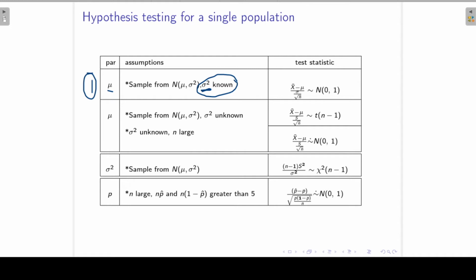So now we are going to move on to the next scenario, where we are again working with the population mean mu, but we are going to work with a small sample from a normal distribution where the population variance is unknown. And if that is the case, then our test statistic is given there in the final column, and you will see that we now substitute the population standard deviation sigma with S, the sample standard deviation. And then our test statistic follows the t-distribution with n minus 1 degrees of freedom. N, remember, is the sample size. Okay, so let's look at an example.